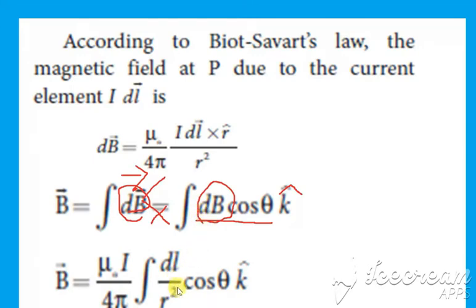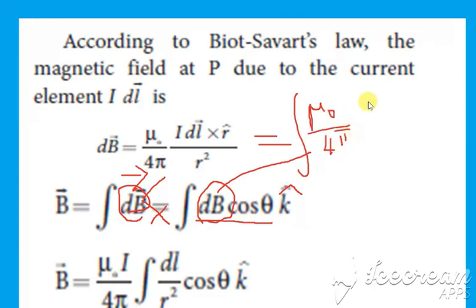So when you write this value, we get mu naught I dl cross r cap divided by r square, is it not? So integration of the dB value, I'm going to write it here. We'll get mu naught divided by 4 pi into I into dl cross r cap divided by r square.